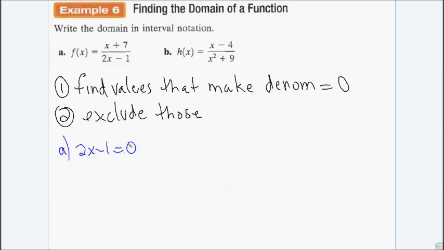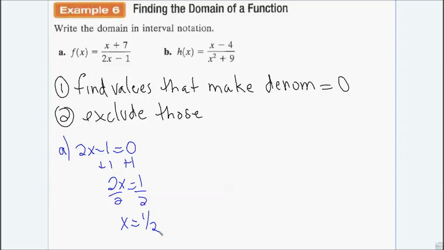Okay, so add 1 to both sides, and 2x is equal to 1. Divide by 2, and x is equal to 1/2. So what we know is that when x is 1/2, the denominator is 0.